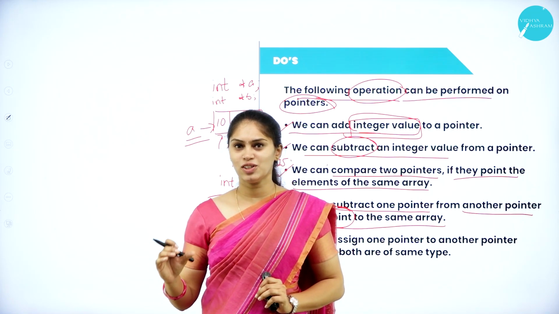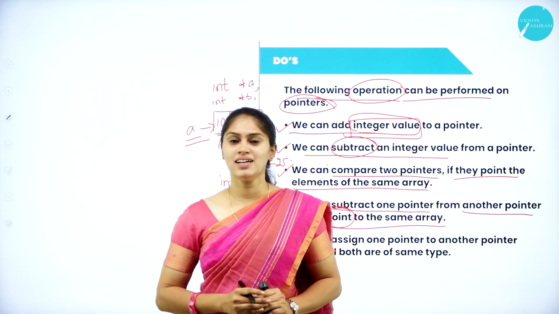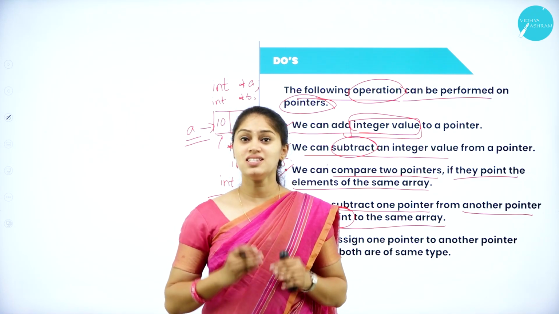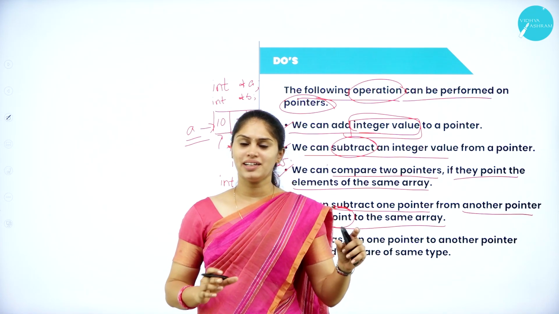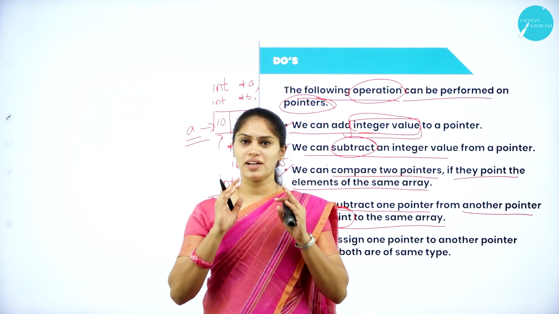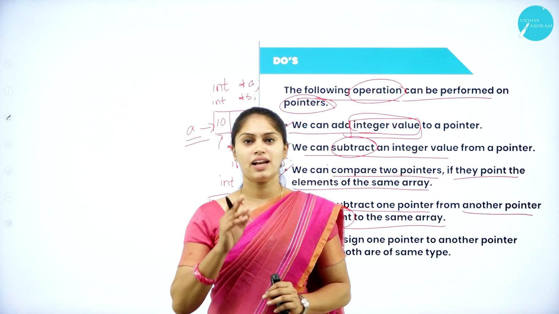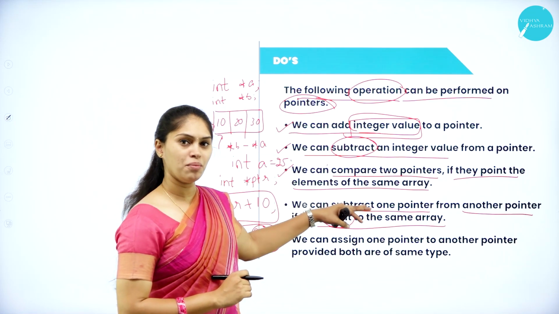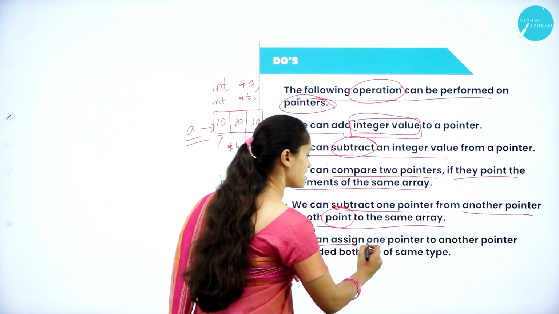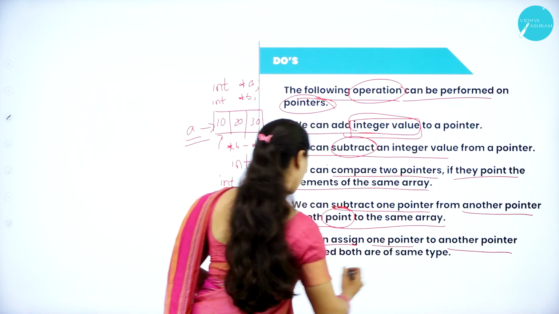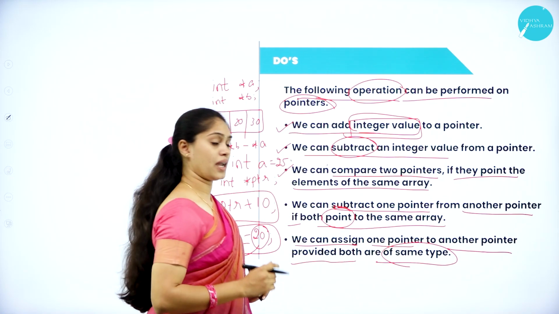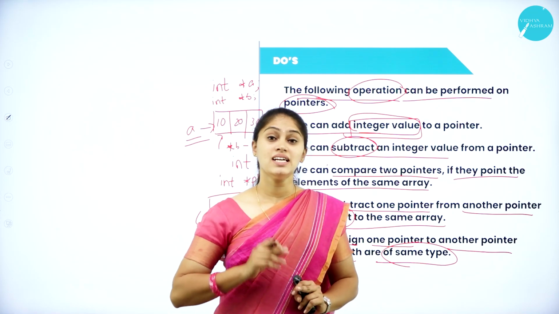So if it is pointing to the elements of the same array, then I can compare. After that, in the fourth operation, I can subtract one pointer from another pointer if both the pointers are pointing to the same array. Then only I can subtract one pointer from another pointer. What is the next thing? We can assign one pointer to another pointer, provided both are of the same type.